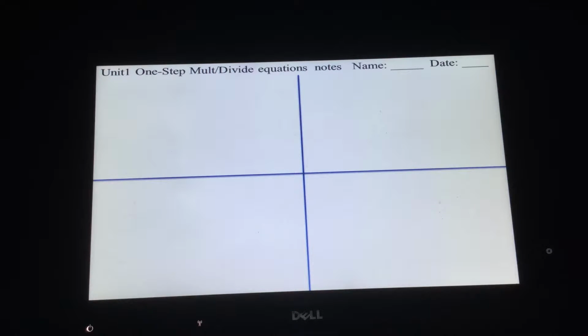Today we're going to be doing some more one-step equations, but today's one-step equations are going to be multiplying and dividing. Yesterday we did the adding and subtracting, which are opposites of each other. Today we're going to be doing multiplying and dividing because, again, multiplying and dividing are opposites of each other. So we're going to go ahead and get started.